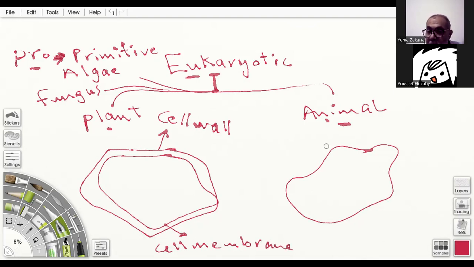There is no cell wall in the animal cell. Just cell membrane.